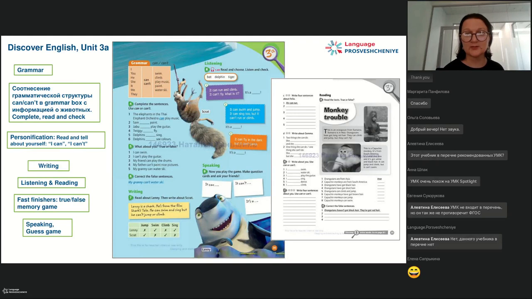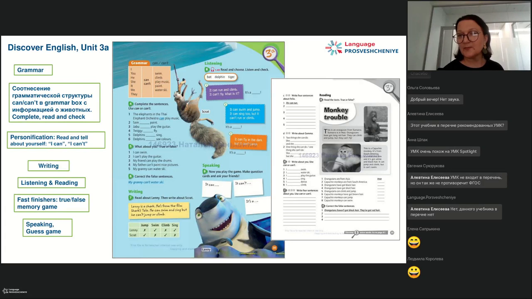can, you cannot. Затем мы переходим уже к райтингу, то есть по образу и подобию читаем текст. Небольшой, он состоит всего лишь из трех предложений. И затем по образу и подобию мы описываем другого героя. Герои, мы видим, что они из мультфильмов, которые известны детям. Это Ледниковый период и про акулу.